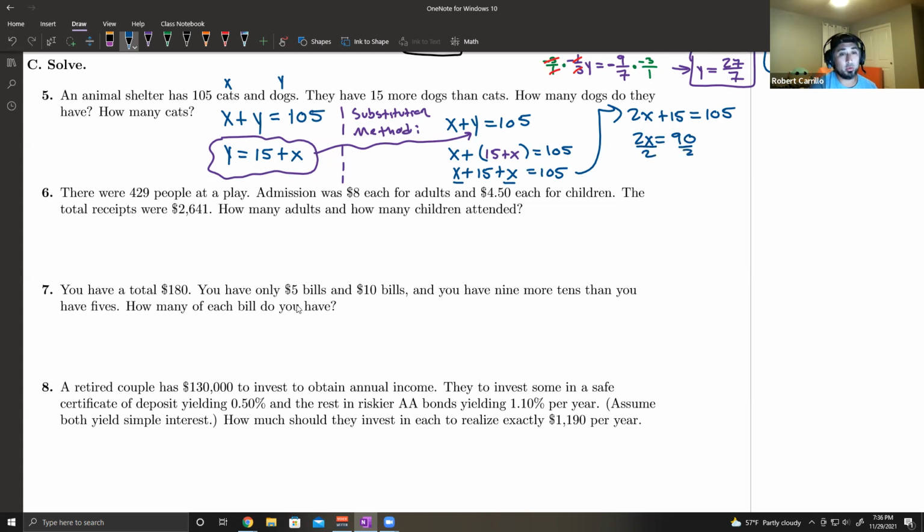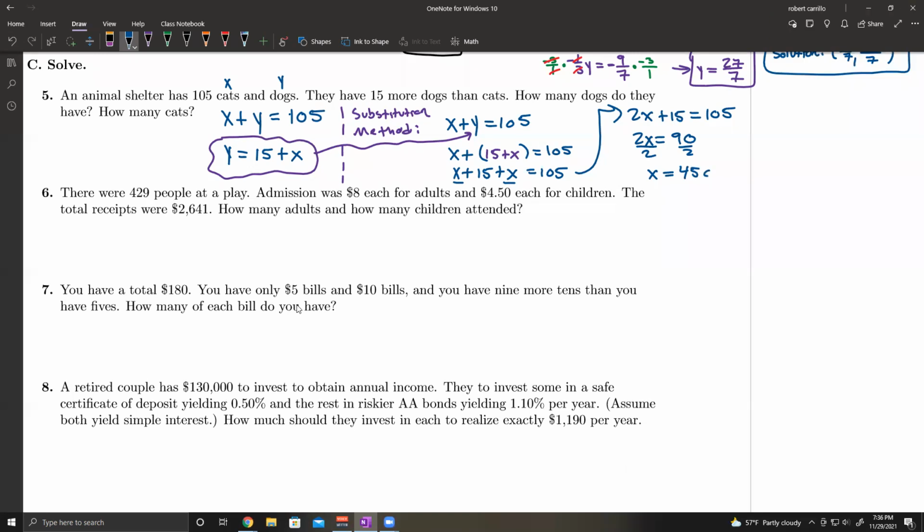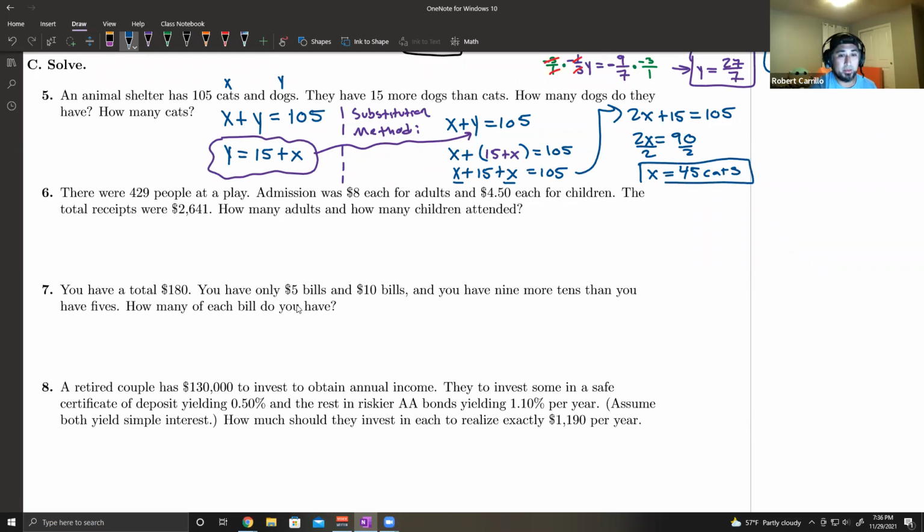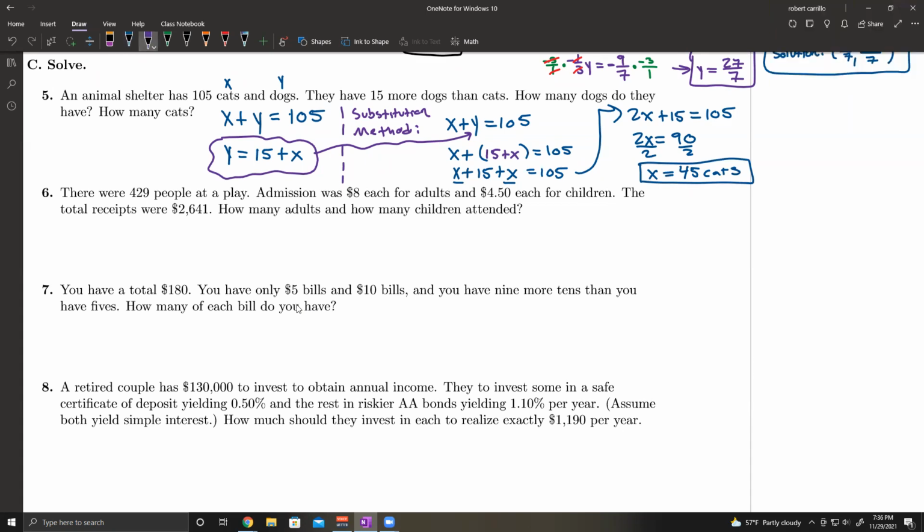Divide by 2. And how many cats do we have? What's 90 divided by 2? 45. 45 cats. This means how many dogs do we have? 60. Good. 60 dogs, right?